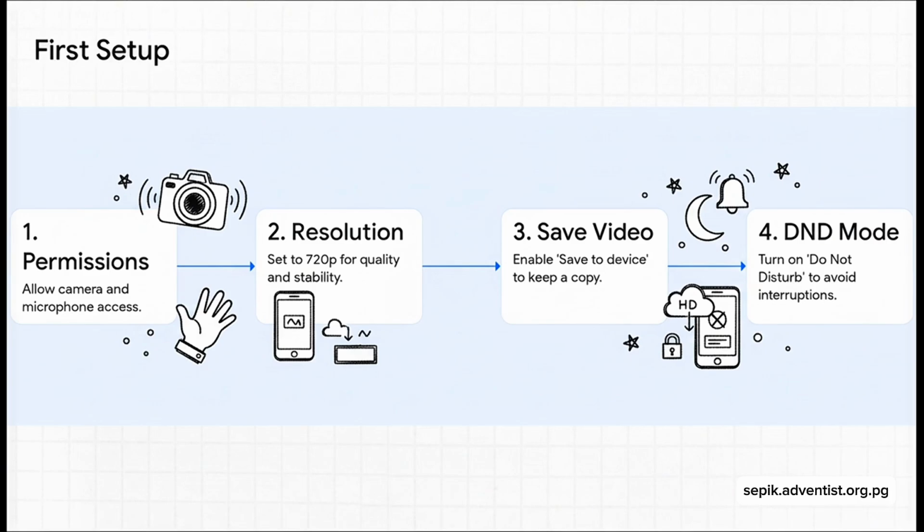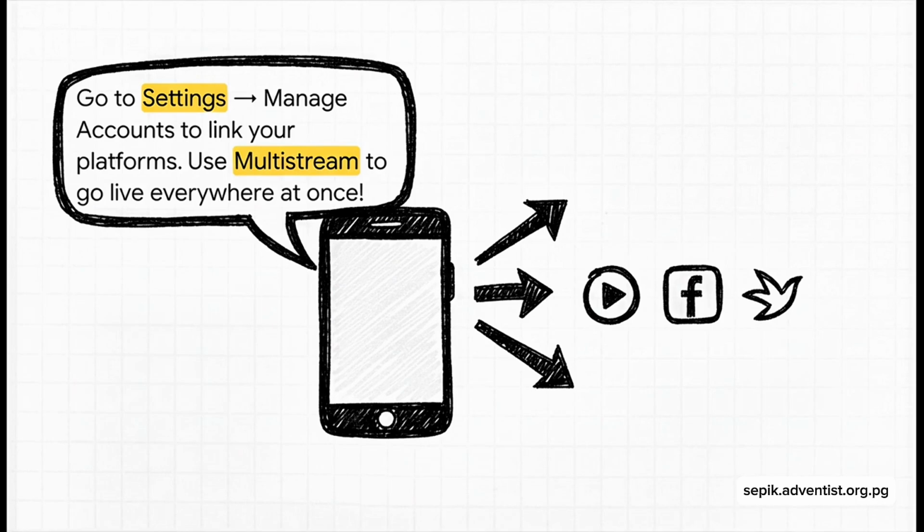Definitely turn on Save to Device. That gives you a backup recording. And here's a pro tip. Always turn on Do Not Disturb mode on your phone. The last thing you want is a phone call or a notification popping up in the middle of your live broadcast.